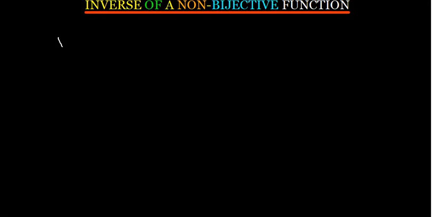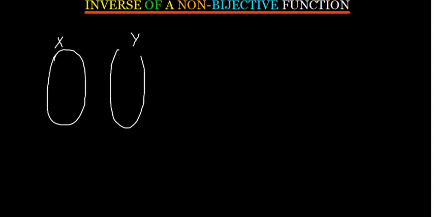So we want to understand how to find the inverse of a non-bijective function. When you're talking about functions, let's say you have the set of x values and the set of y values. We're going to have them like this. The set of x values is called the domain. We also call it the input values. The set of y values is called the codomain.